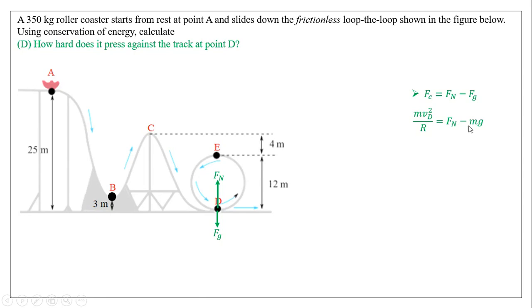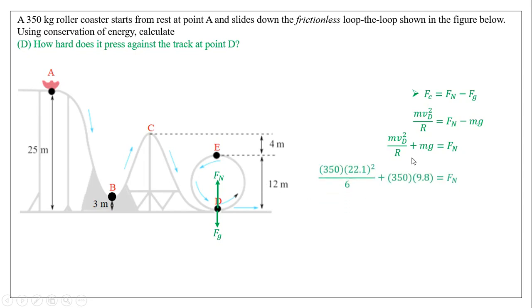So to get F of N by itself, I'm going to move this negative F of G to the left side, which makes it positive. As you can see here, I have pretty much everything. I have m. I know the radius is 6 because in the diagram, the diameter of this track is 12, but I need the radius. So the radius would just be half of 12, which is 6.